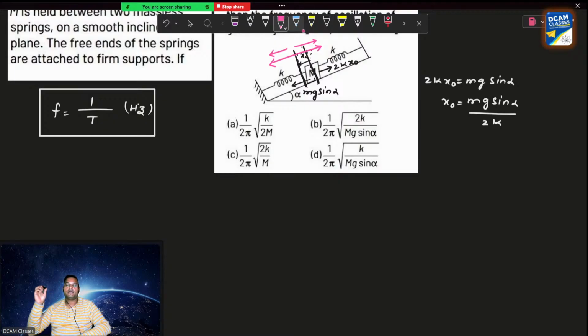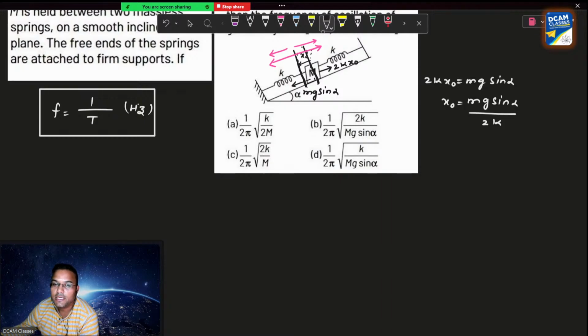You actually found it correct. If they would have asked you what is the equilibrium position, then this is how you have to find out the equilibrium position. Otherwise, nothing will change because only the forces are changing. The mg sin alpha force is there.